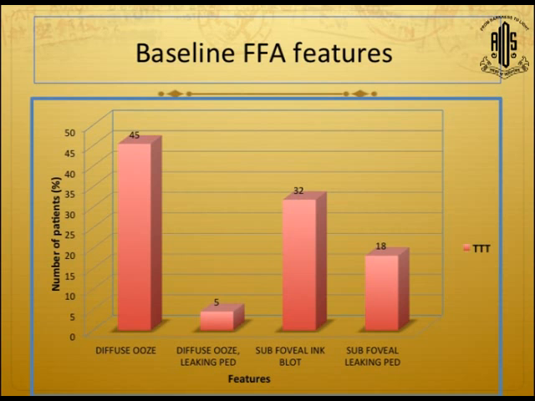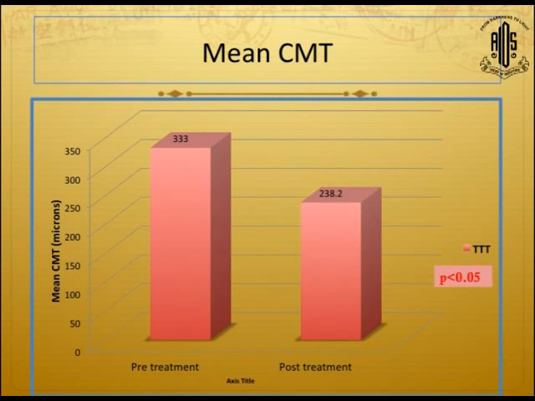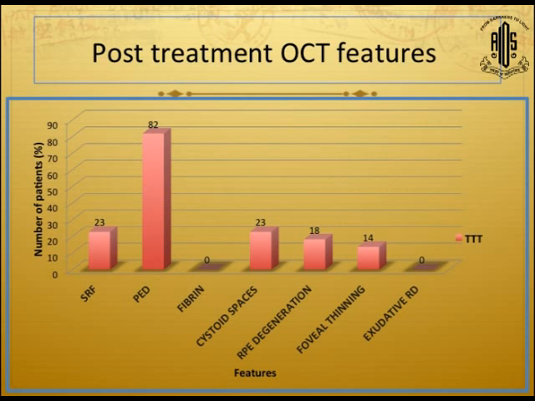The pre-treatment and post-treatment mean best corrected visual acuity was statistically significant. Post-treatment, it has gone from 0.58 logMAR to 0.35 logMAR. The mean CMT had reduced to 238 microns post-treatment. That again has been statistically significant in post-treatment TTT of CSR patients.